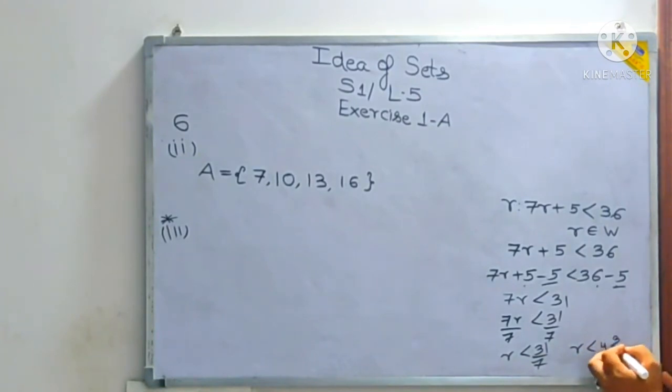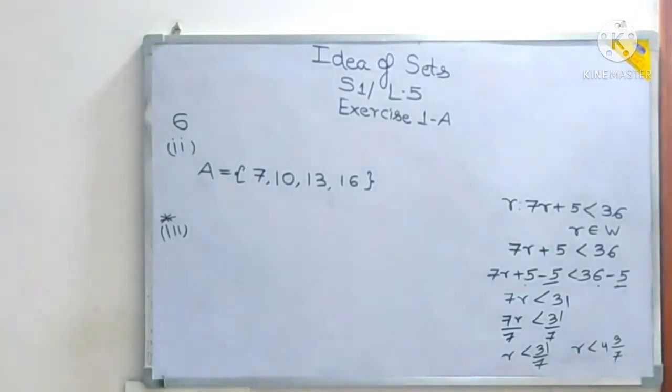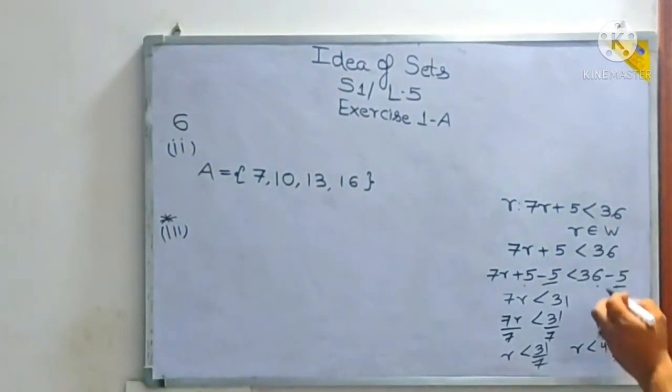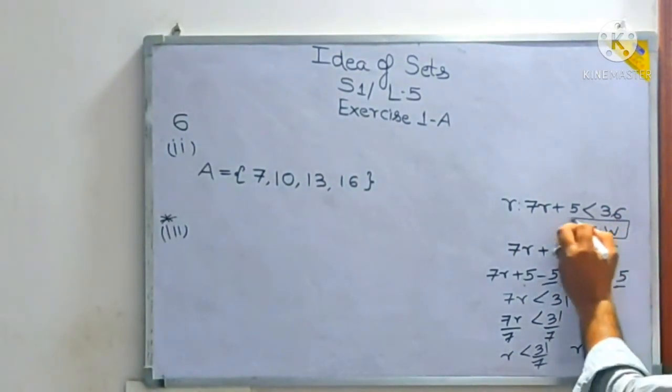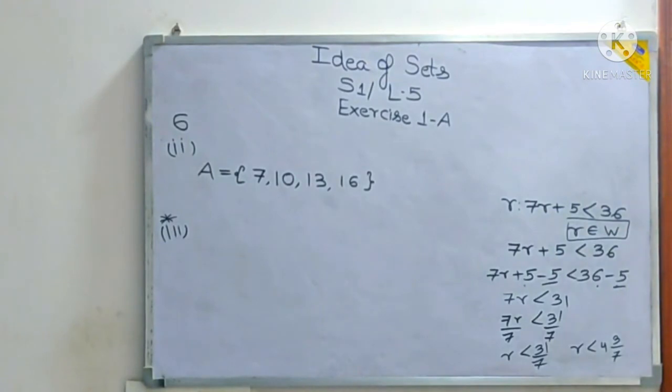29, 30, 31, 3 by 7. That means r will be less than 4 whole 3 by 7. Now see, r belongs to what? r belongs to the group of whole numbers. So what will happen then?